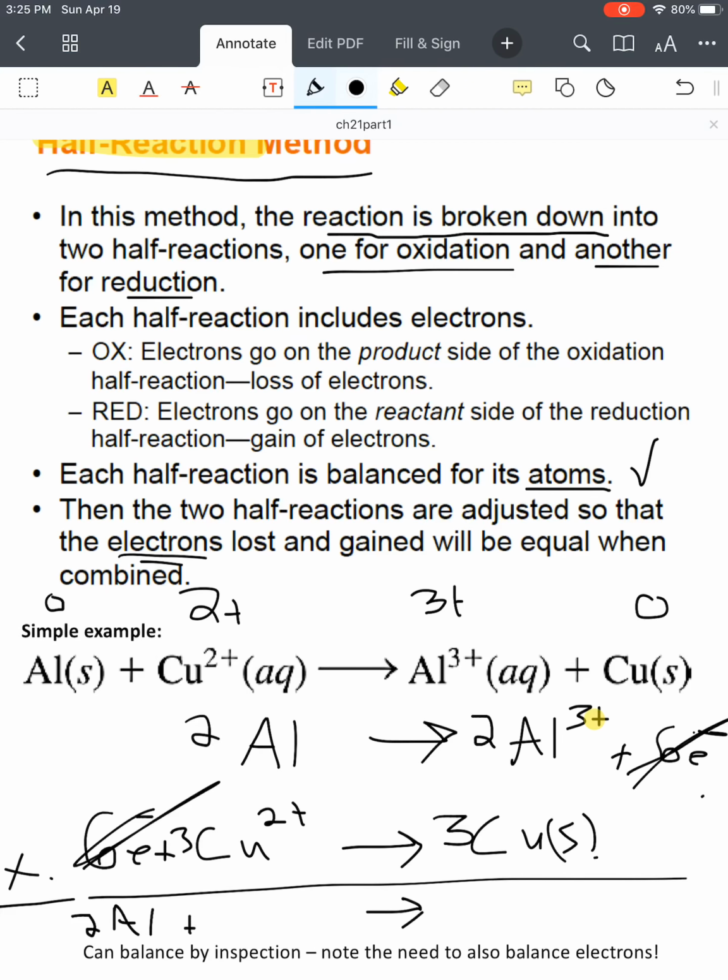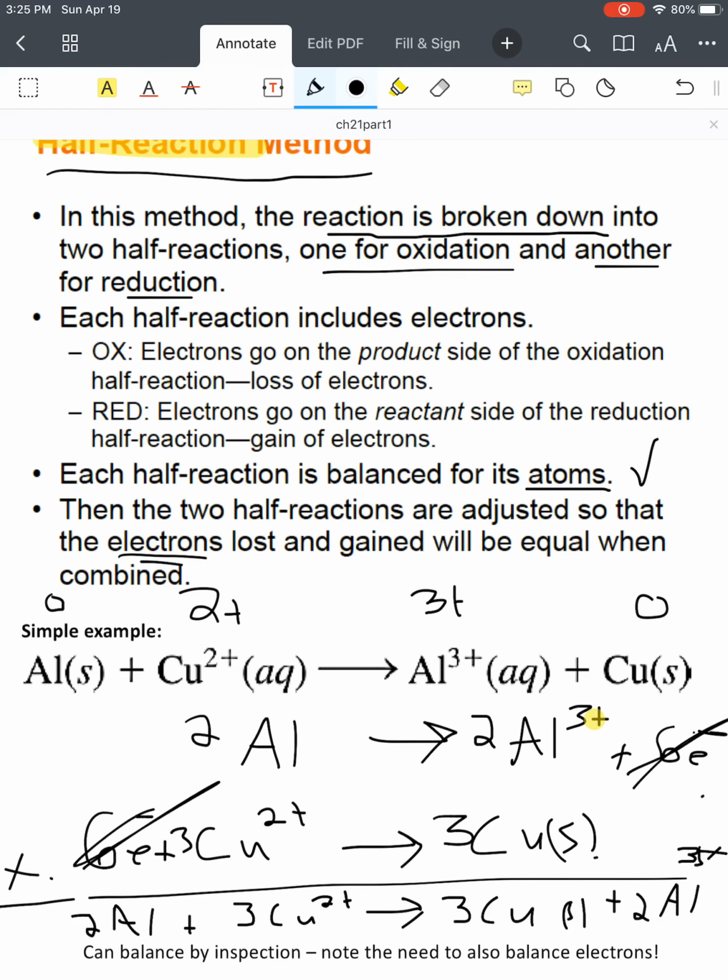2 copies of aluminum plus 3Cu2+ makes 3 copies of Cu solid and 2Al3+. But you see what we did.